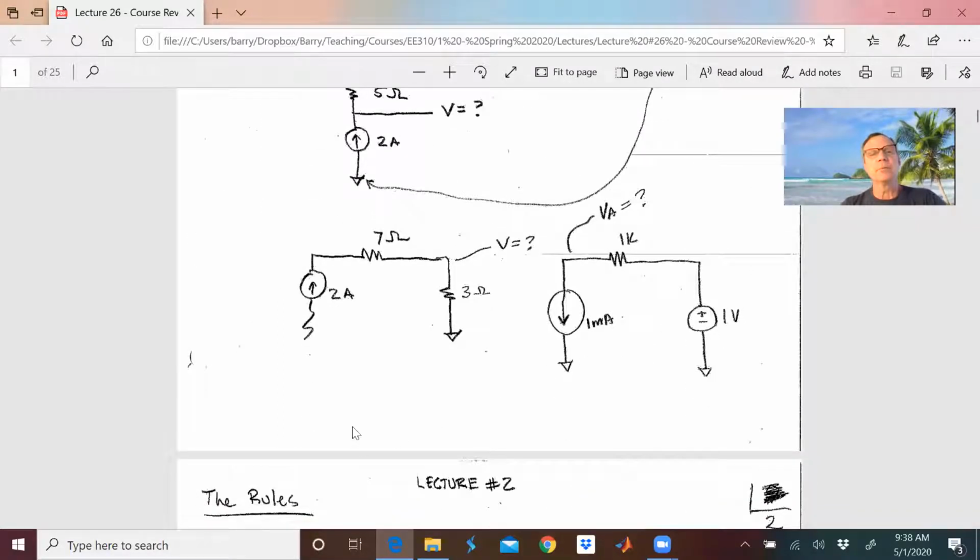Let's do a couple of little Ohm's law problems here. We'll start off with this one on the left, and let me give you just a second to take a look at it.